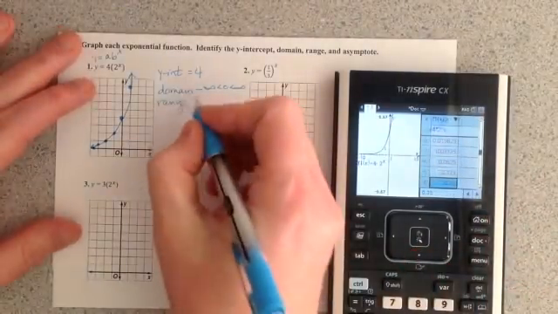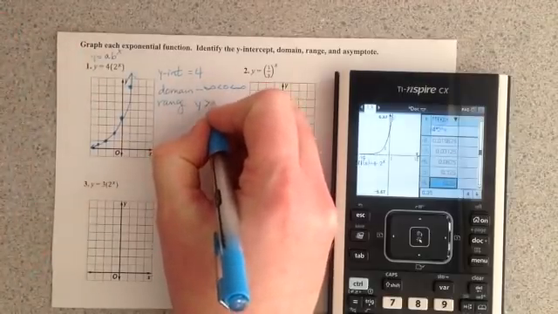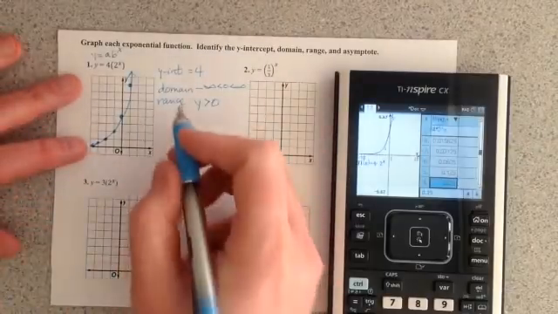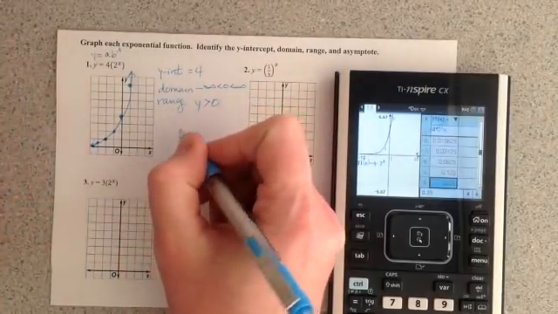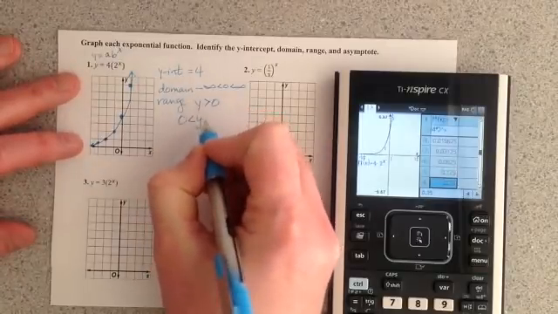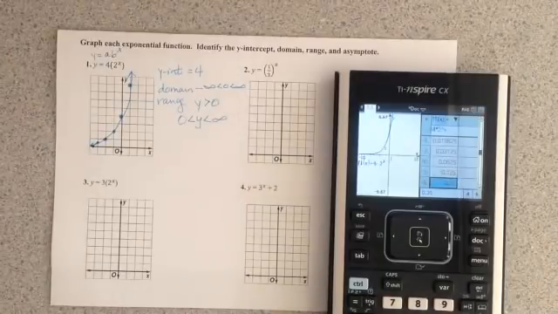So the range is going to be y is greater than 0. All of the y's are above the 0 line. You might also see that written as 0 is less than y, which is less than infinity. You could see it written in both ways.